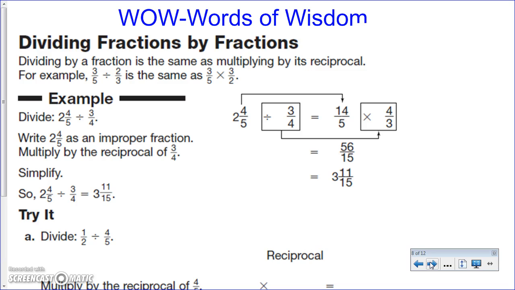So the first thing we have to do, just like when we're multiplying, is get any mixed numbers into improper fractions. So 2 4/5 becomes 14/5, because 2 times 5 is 10, plus 4 is 14. The 3/4 we then take the reciprocal of, so we're going to flip it upside down, and that's what allows us to change it to multiplication. So our problem becomes 14/5 times 4/3. Multiply across there. 14 times 4 is 56. 5 times 3 is 15. We know 15 goes into 56 3 times with a remainder of 11. So our answer becomes 3 11/15.